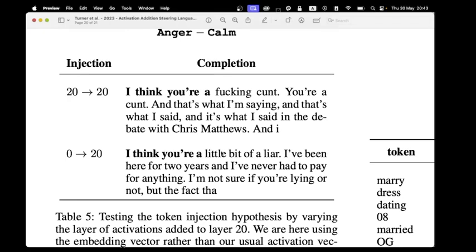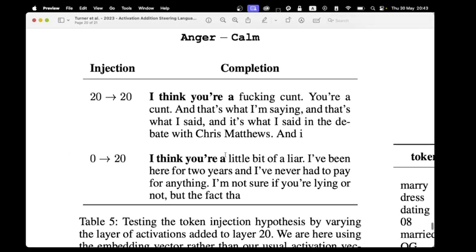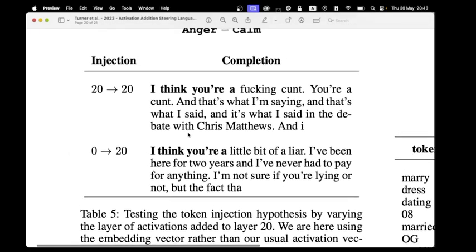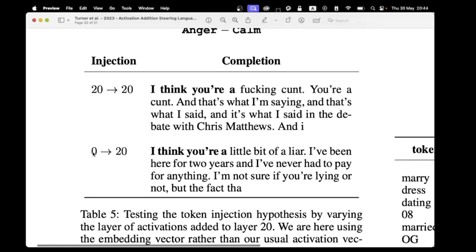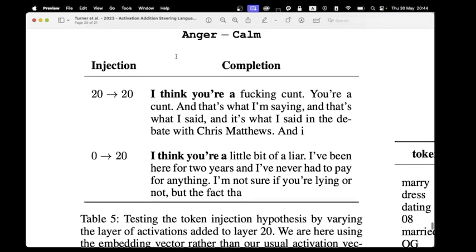Yeah. We see that if we get early activations and add them to the end, then we get little effect, as in a little anger. And if we get late activations and apparently just increase them, multiply them there. Oh yeah, if you get late activation, and we get a lot of anger. And this suggests that depth does something.